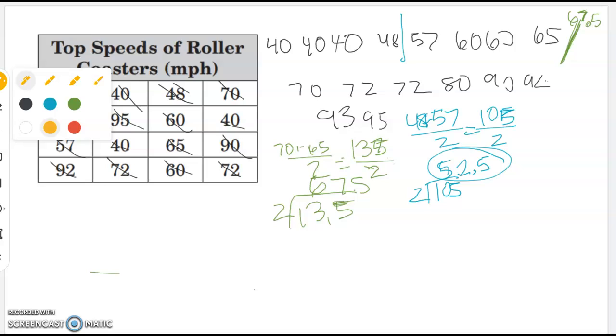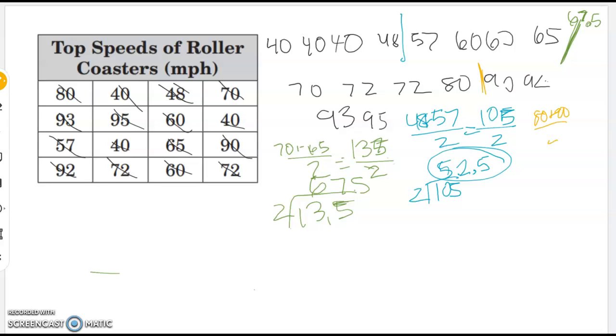And then I'm going to go for quartile 3. Quartile 3 is going to be the middle of the last 8 pieces of data. So that's going to go in between 80 and 90. 80 plus 90 divided by 2. I know that's going to be 85.